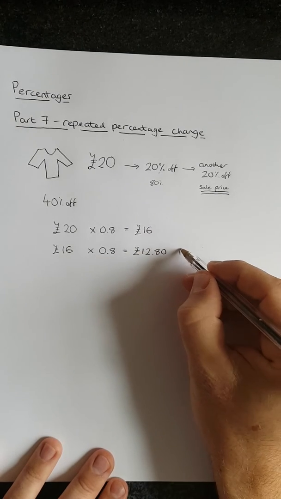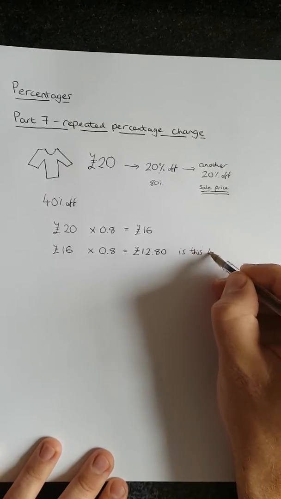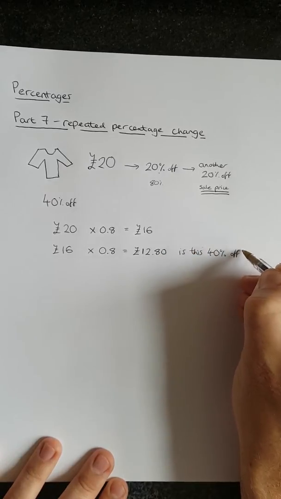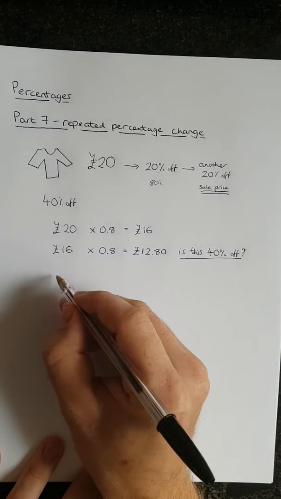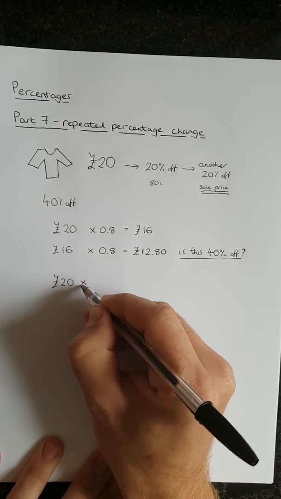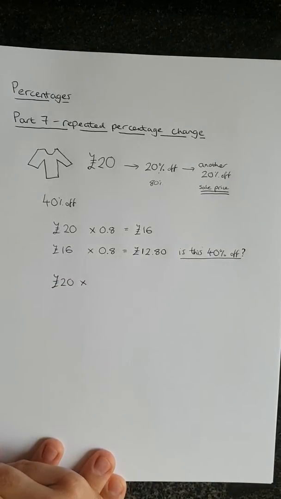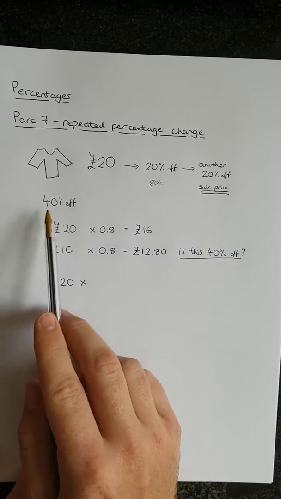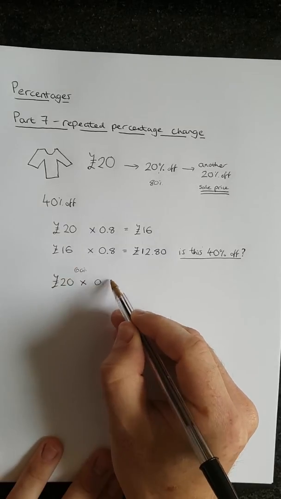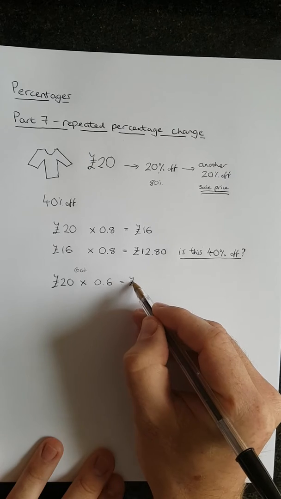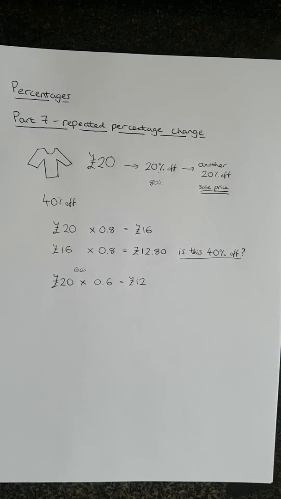Now the question is, is this 40% off? Which was what was claimed earlier. Well, let's take £20 and take 40% off in one go. So a decrease of 40% will leave me with 60%, which is 0.6. And that comes out as £12. So what's happening here?